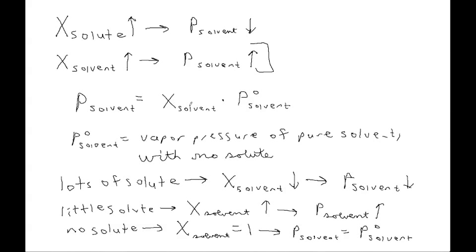What's the biggest that X can be? 1. You can't have more than 100%. And the smallest it could be, the lower bound, is 0. You wouldn't ever be exactly 0 for the solvent, but it's between 0 and 1. Okay, so that's the intuition for why this equation makes sense. Notice that you have to be careful here. None of these terms are directly about the solute, but you need to use information about the solute to work this out.